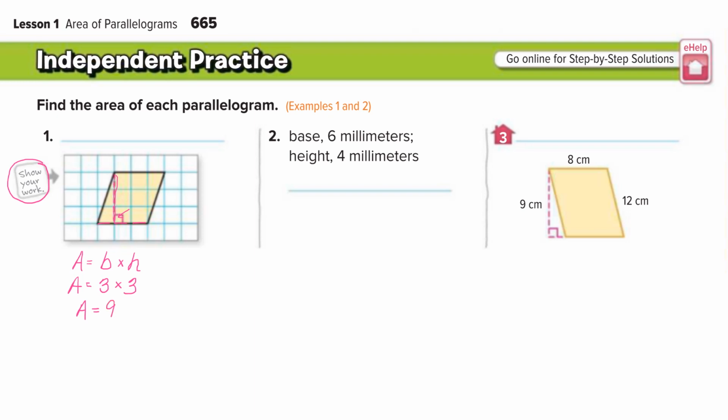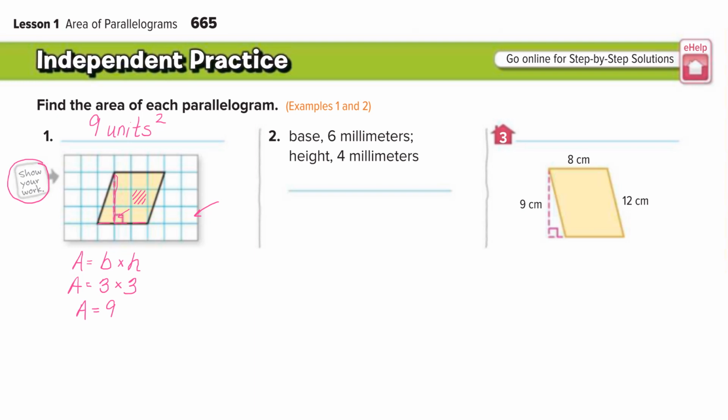So our area is 9 units squared. Notice that each of these units is actually a square. You could also say 9 square units or 9 units squared. Now, I don't know if this is a centimeter by centimeter or inch by inch. Because it doesn't tell me what the specific unit is, I'm just going to write the word units.